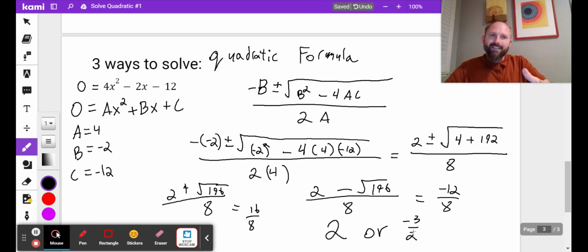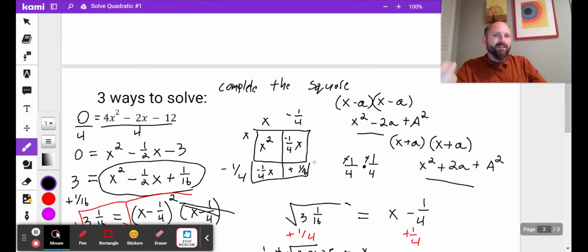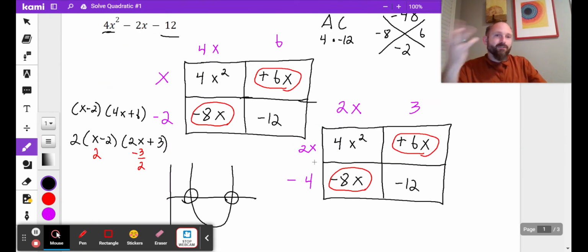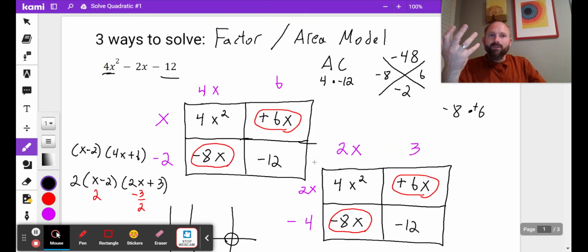Well, hold up a second. Let's scroll back up and look. We just solved it 3 different ways, and we got the same answer 3 times. So the question for you is, which way do you like, and why?